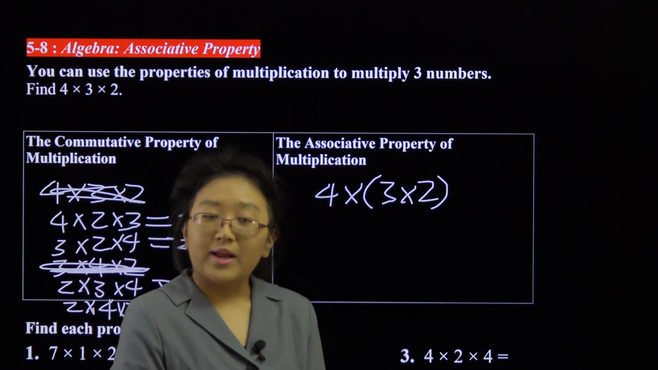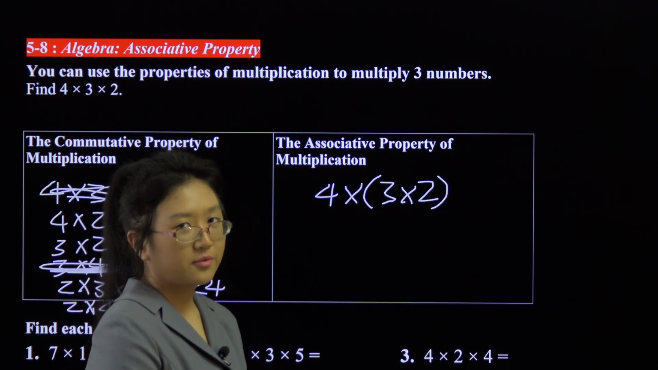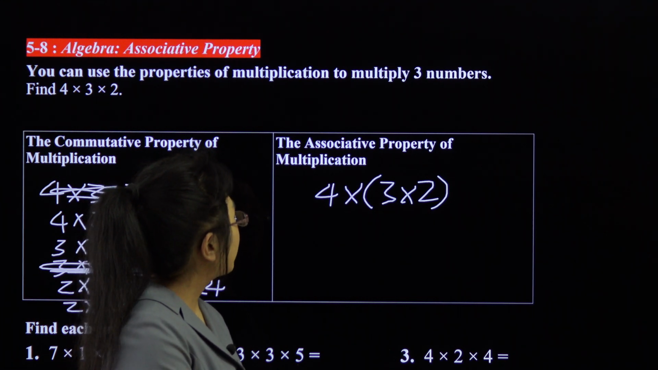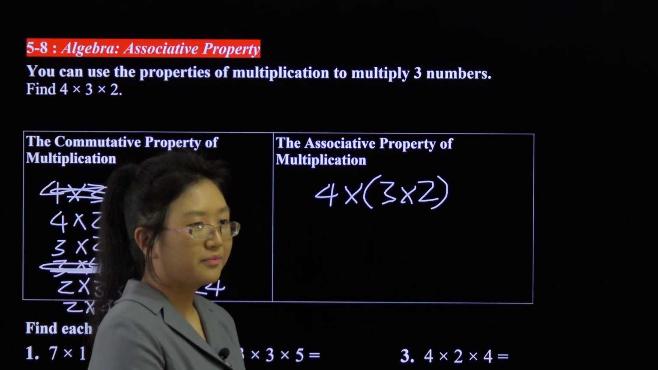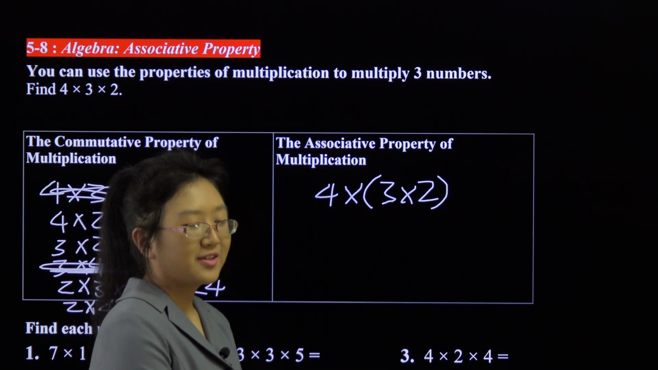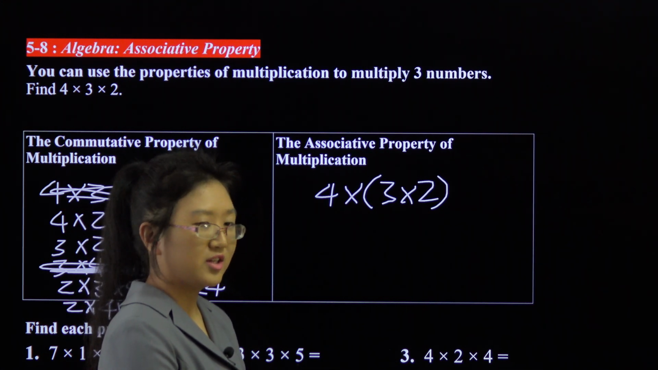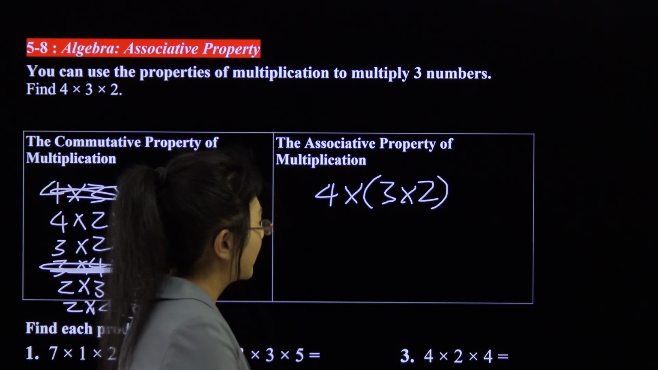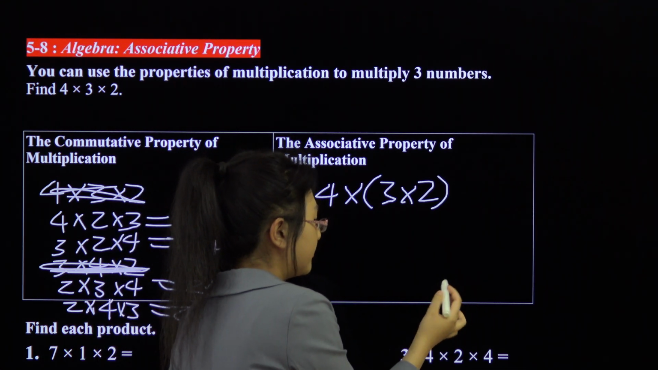Now, the order of operations dictates that you have to do the stuff in brackets first. Basically, the associative property of multiplication says that it doesn't really matter what you put in those brackets if it's a long chain of multiplication. So essentially, it's telling you that you could group multiply things together.